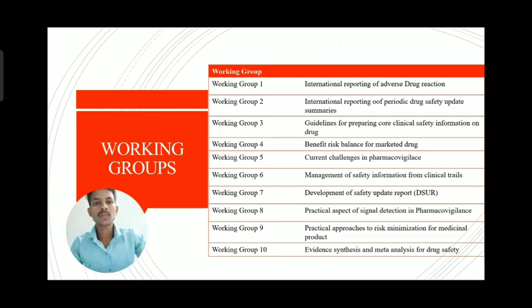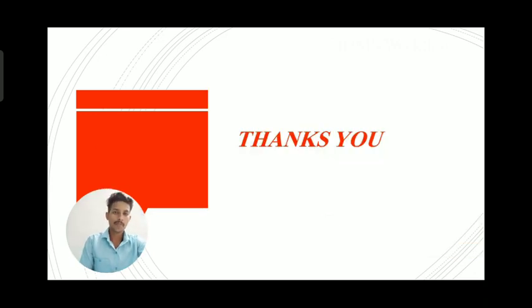Then next is the good pharmacovigilance practices. Since July 2012, the new pharmacovigilance legislation became applicable in the EU. To support this implementation, the guideline on good pharmacovigilance practices was set. Thank you.